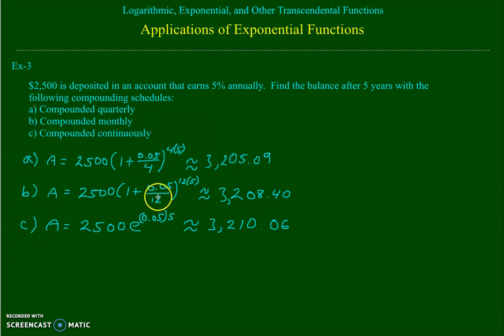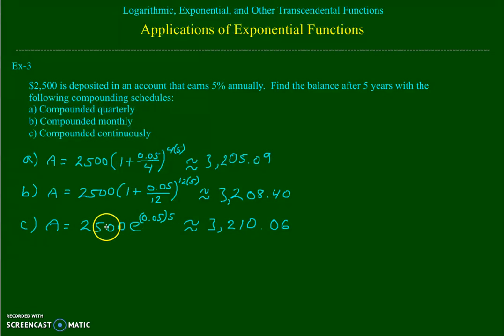Now when we change the number of compounding periods from quarterly to monthly, 12 compounding periods per year, everything else stays the same except that 4 goes to 12 and that 4 goes to 12. And you can see that the exponent has changed, gotten a bit larger from 20 to 60, and it increases to $3,208.40.